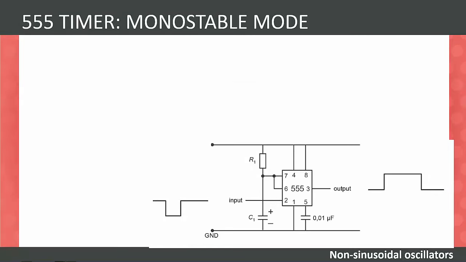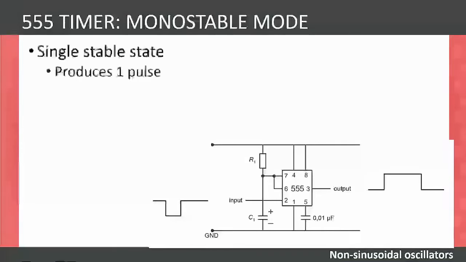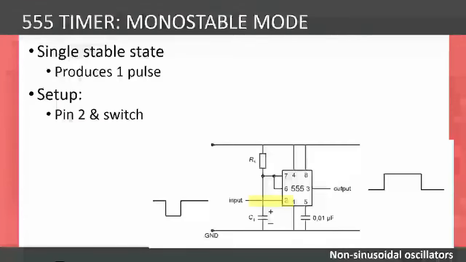A 555 timer in monostable mode will produce a single pulse because it only contains one stable state. In order to set a timer up in monostable mode, pin 2, the trigger pin, must always be connected to a switch so that it can be used to trigger the timer. If you want to know which mode a 555 timer is in, look for a switch on pin 2.